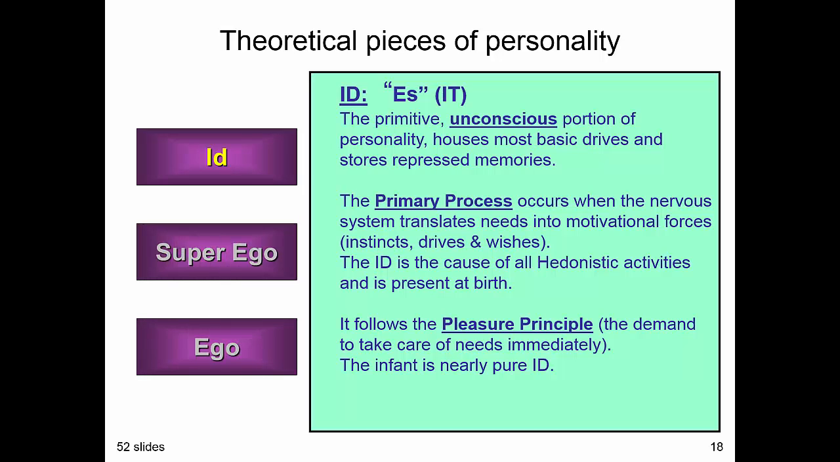The id, or es, which simply means it, is the primitive unconscious portion of personality, which houses most of our basic drives and stores repressed memories. The primary process, as he described it, occurs when the nervous system translates our needs into motivational forces, otherwise known as our instincts, drives, and wishes. The id is the cause of all hedonistic activities and is present at birth.